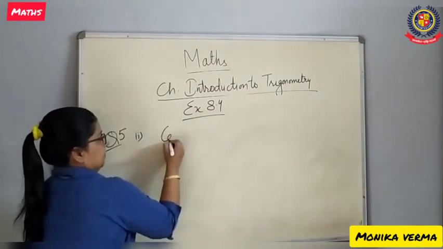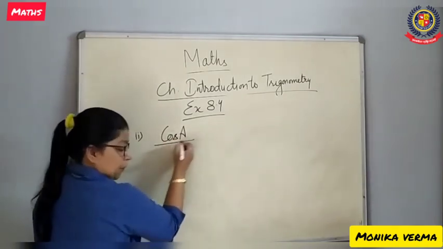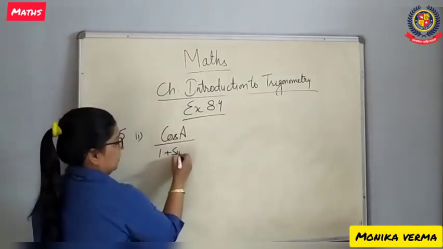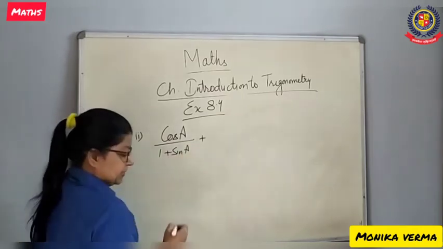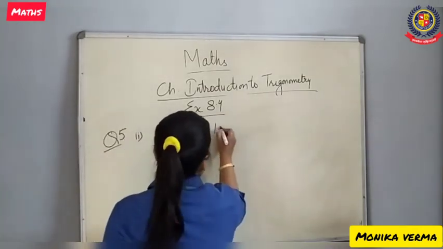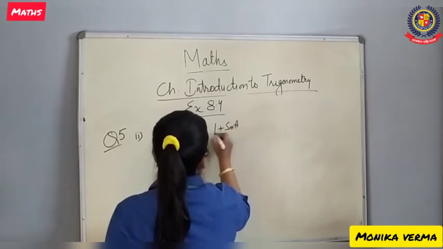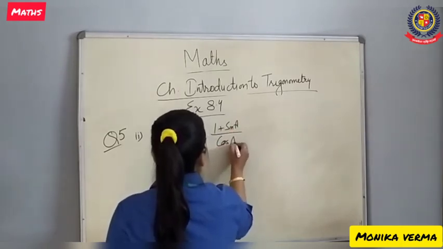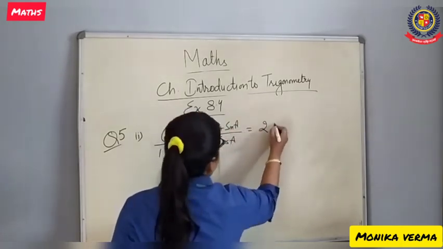Cos A upon 1 plus sin A plus 1 plus sin A upon cos A is equal to 2 sec A.